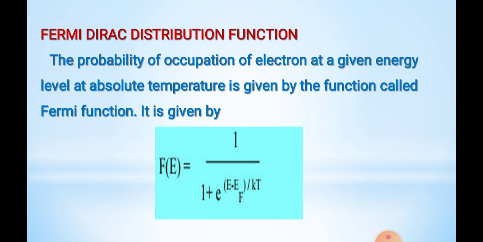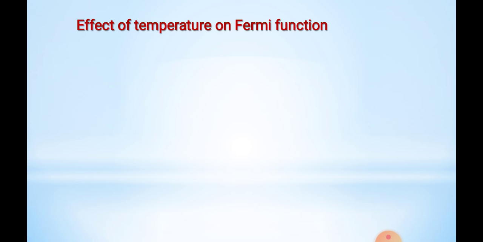Normally in a material we have a large number of energy levels. In each energy level we have electrons. So these electrons have some chance of occupying this energy level. That probability for the occupation of an electron at a particular energy level is given by the Fermi-Dirac distribution function. Depending upon the values of E and Ef, and also with respect to temperature, we can find this f of E. Next I am going to explain the effect of temperature on the Fermi function.